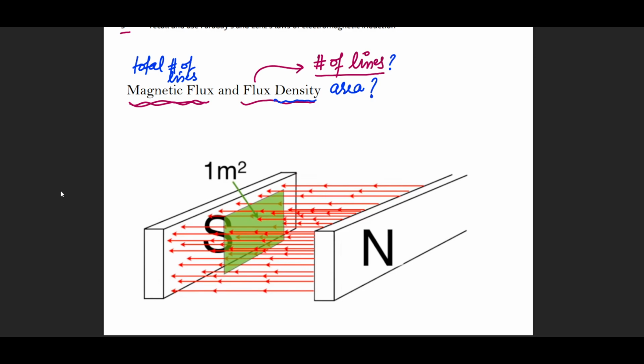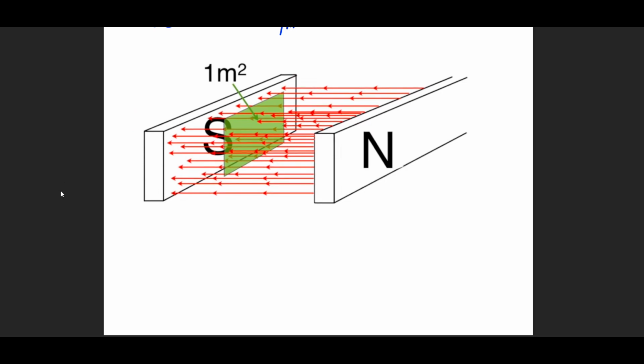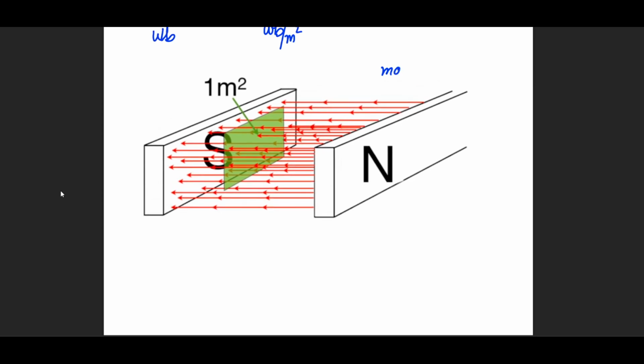Now, the unit of magnetic flux is Webers, represented as Wb. So for magnetic flux density, it will be Webers per meter square. This is Webers and this is Webers per meter square. So let's see how to visualize this. Between the poles of North and South, there are many lines passing from one pole to another. If we were able to count all of these lines, then I would have calculated the magnetic flux, simply magnetic flux, not the density. And that in physics is represented as phi.